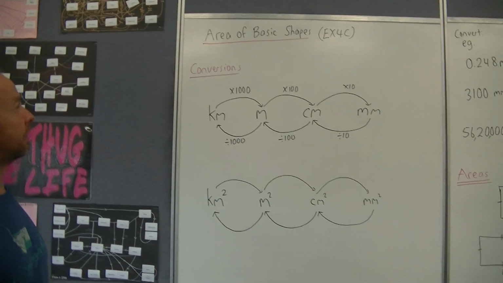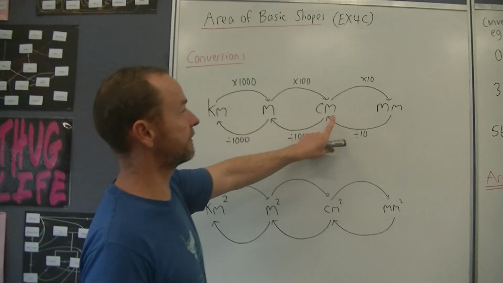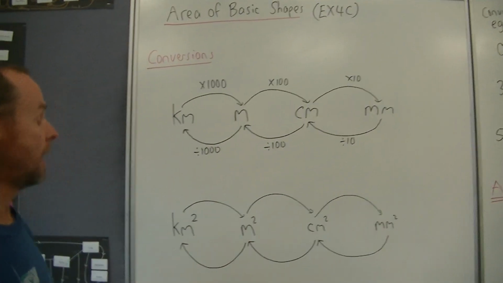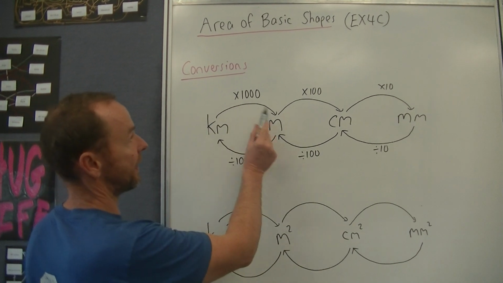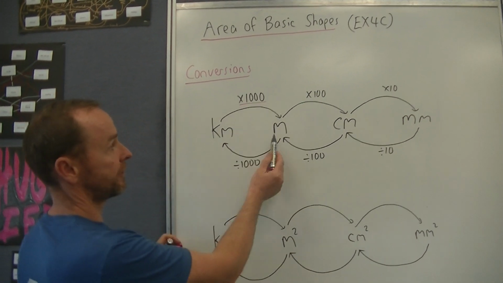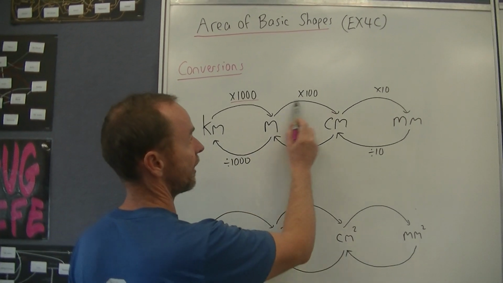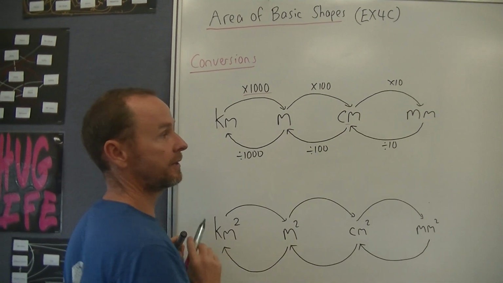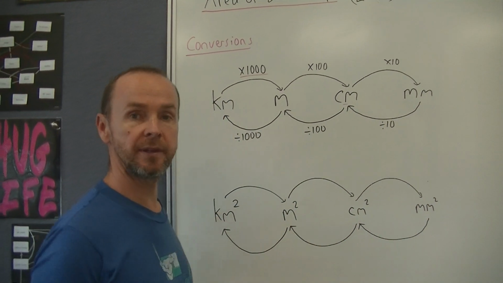Alright, so the first thing we need to do is conversions. So, converting kilometres to metres to centimetres to millimetres. You did this in year 7, but here's our conversion table. If you're changing kilometres to metres, you times by 1,000. See that? That's a conversion because there's 1,000 metres in a kilometre. Next one, metres to centimetres, you times by 100 because there's 100 centimetres in a metre. And centimetres to millimetres, you times by 10 because there's 10 millimetres in a centimetre.